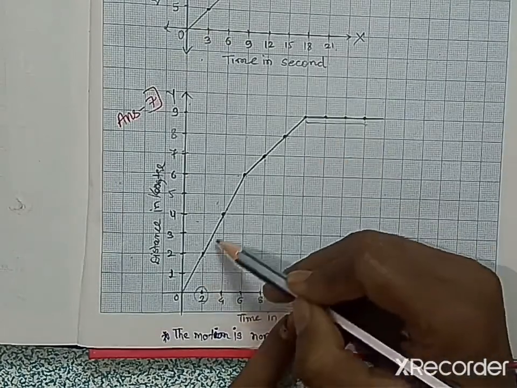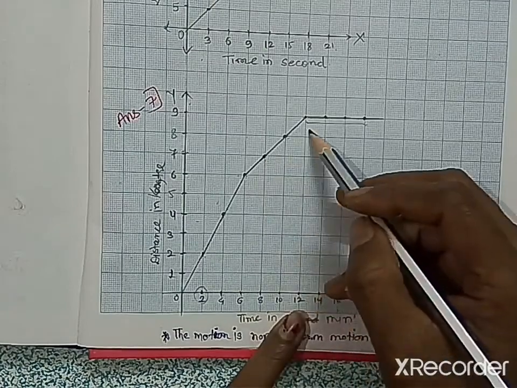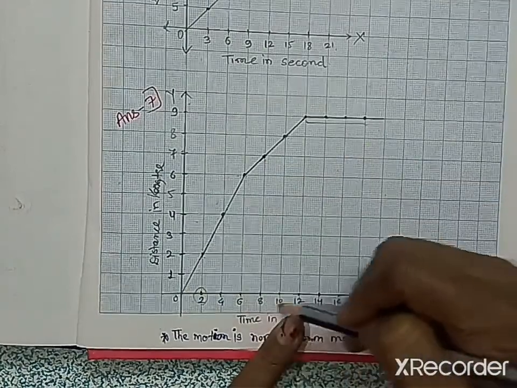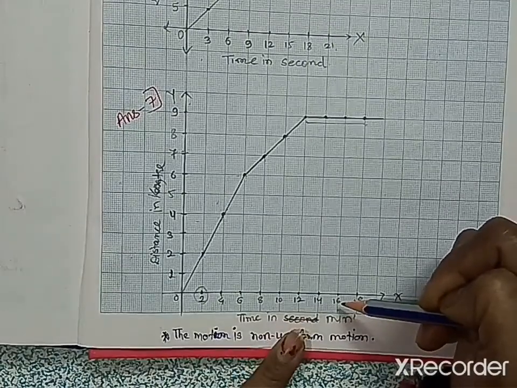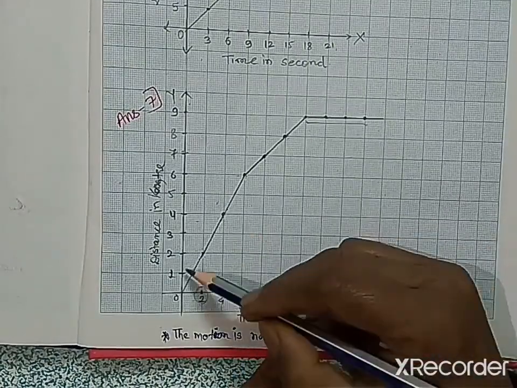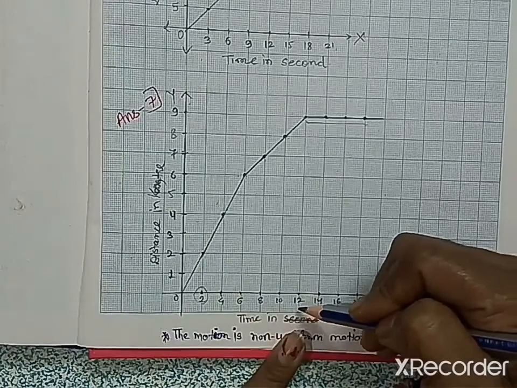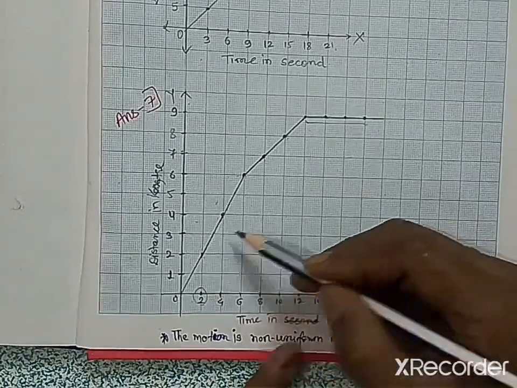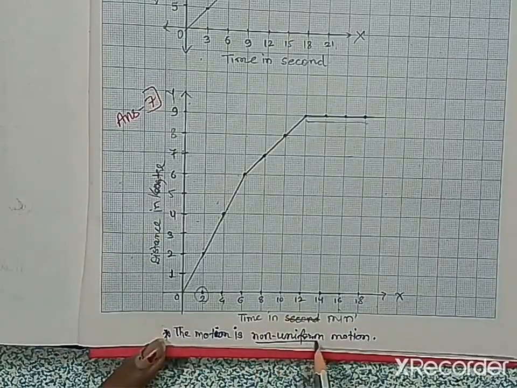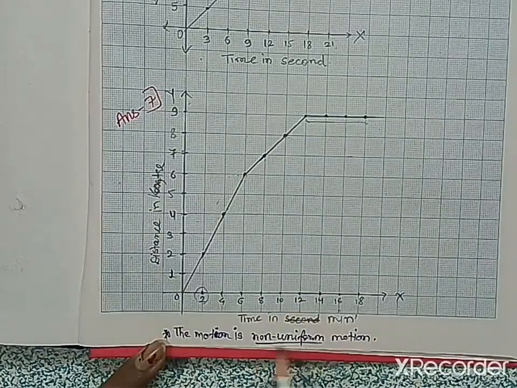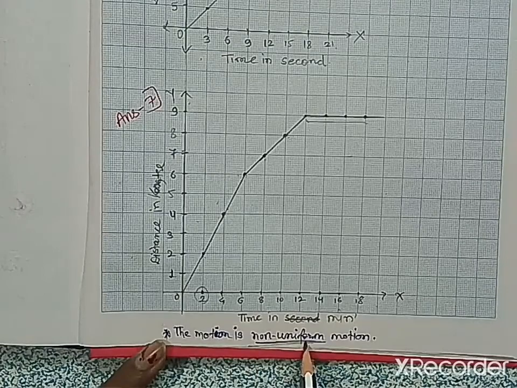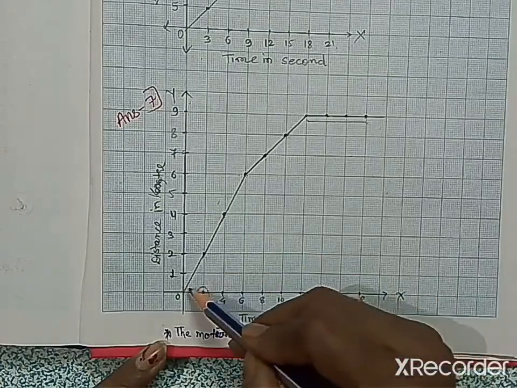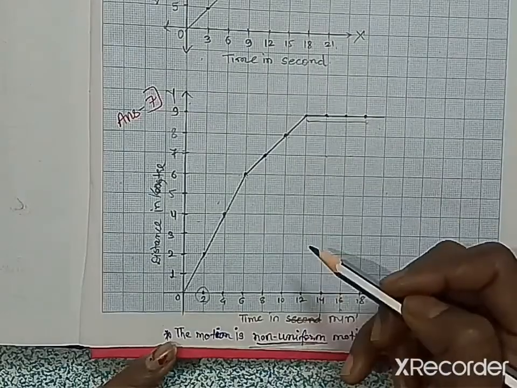So this motion of the vehicle is not uniform, it is not a straight line, it is not moving equal distances in equal time. That's why it is a non-uniform motion. So this vehicle is showing non-uniform motion, because we know that uniform motion always gives a straight line graph.